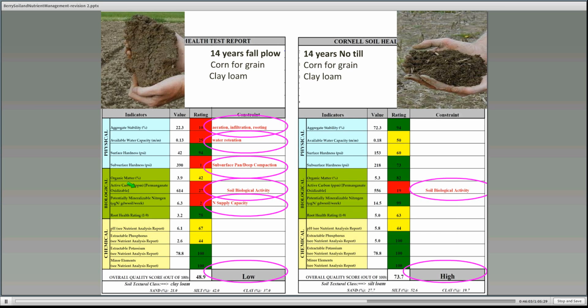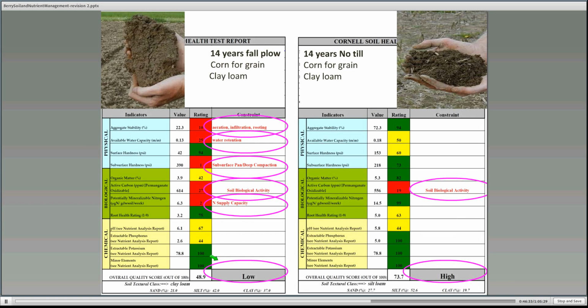Soil pH, from a nutrient or chemical aspect, 6.1 isn't bad, but they put it in the yellow range. Extractable phosphorus is a little bit high, probably, so that puts that into a yellow area of caution. Extractable potassium is fine, and all of your minor elements are fine, but that rating gives it a low reading.